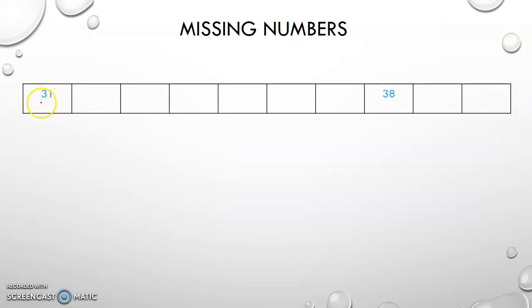Missing numbers: 31 തന്നിട്ടുണ്ട്, 38. This is across a row. So row-ലു പോകുമ്പോൾ അടുത്ത number increases by 1. So 32, 33, 34, 35, 36, 37, 38, 39, 40. These are the values that we get when we move along a row.